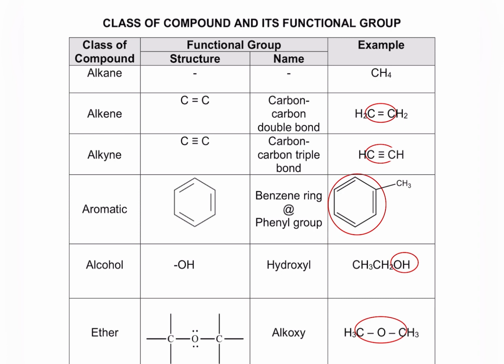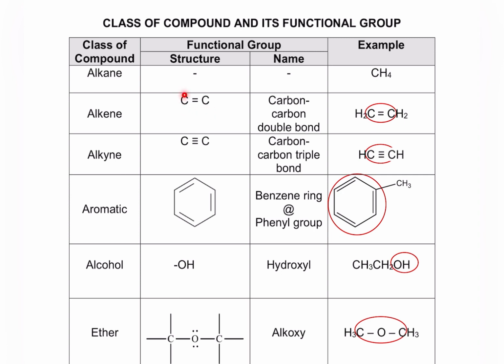The first one is alkane, with no specific structure because there is no functional group in alkane. This is because alkanes are hydrocarbons with single carbon-carbon bonds. For example, I got CH4, this is methane, with carbon attached to 4 hydrogen atoms with single bonds between them. The next one, I got alkene with C double bond C.